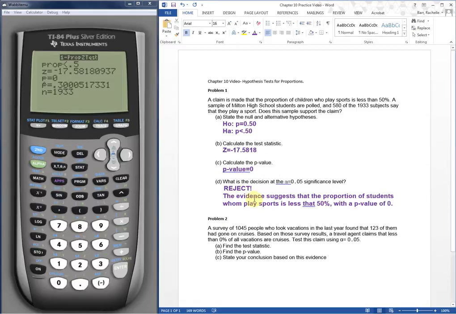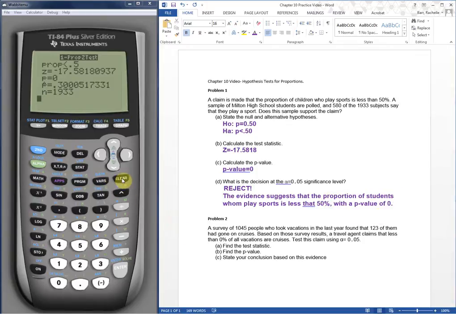So if you look at this, the evidence suggests, okay, I got to tell you what I've decided, that the proportion of students who play sports, so that's what I've decided. I've decided to support this. It also needs to be in the context of the problem. And then the third thing you need is some reason why you made that decision. So I'm saying, look at my p-value. It's really, really tiny. So there's just no way.